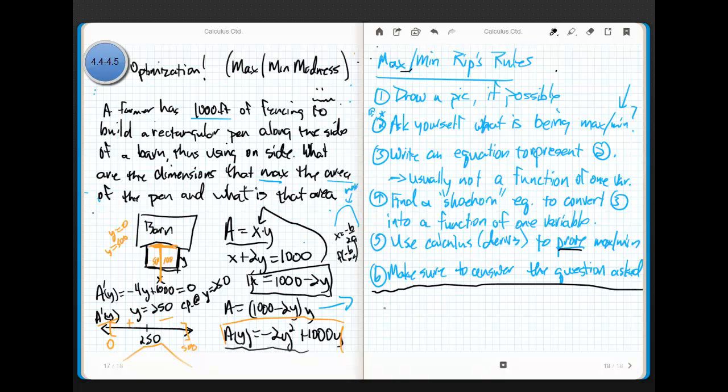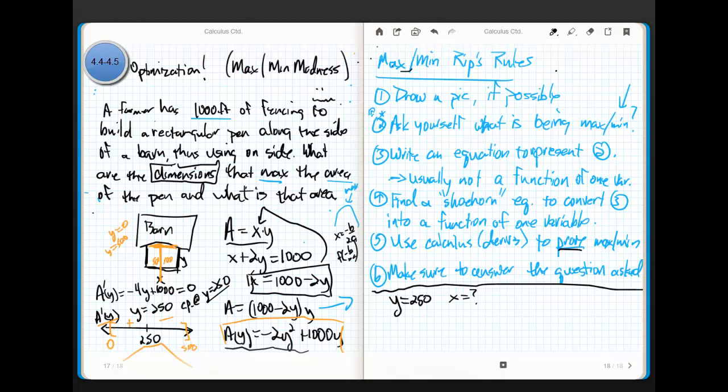All right, so where were we? I know that y equals 250 is where the max takes place, but let's make sure. It says, what are the dimensions? So that implies I know that a max of area occurs when y equals 250. Problem is, that's not the dimensions. I need to know what x equals.